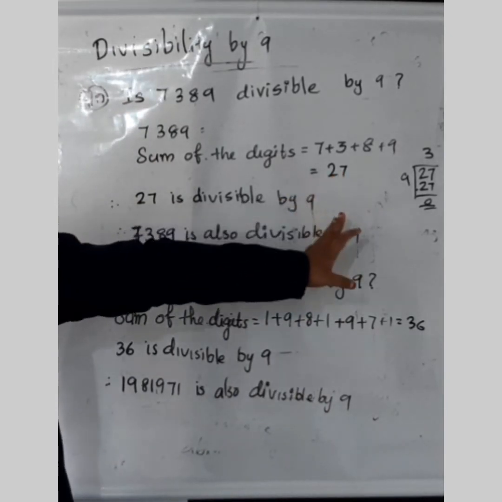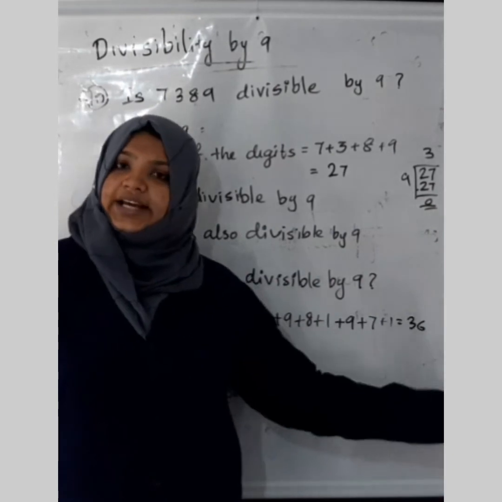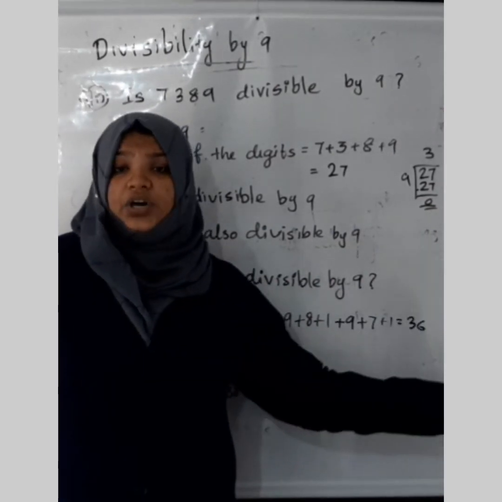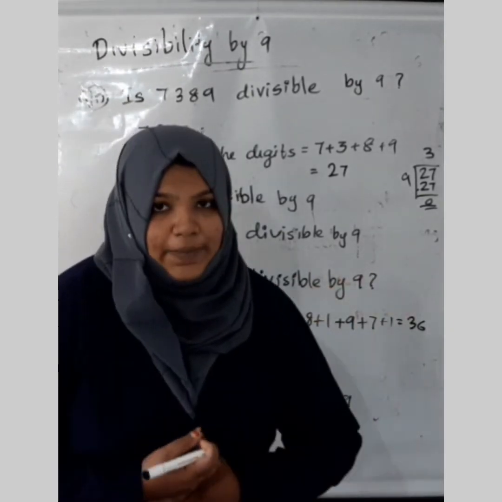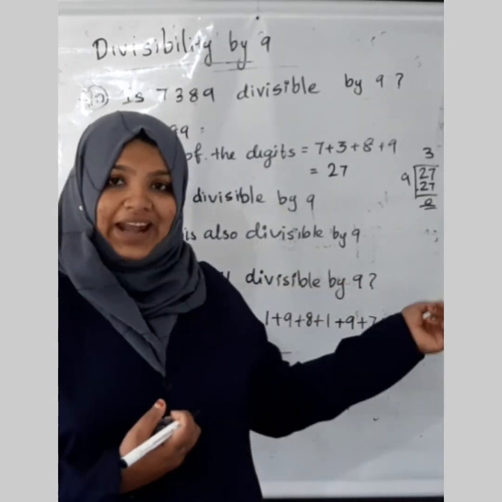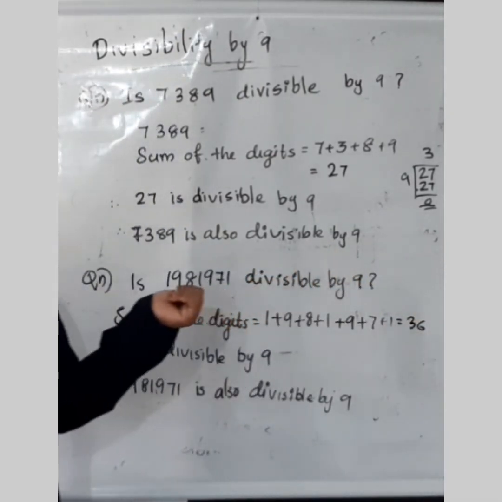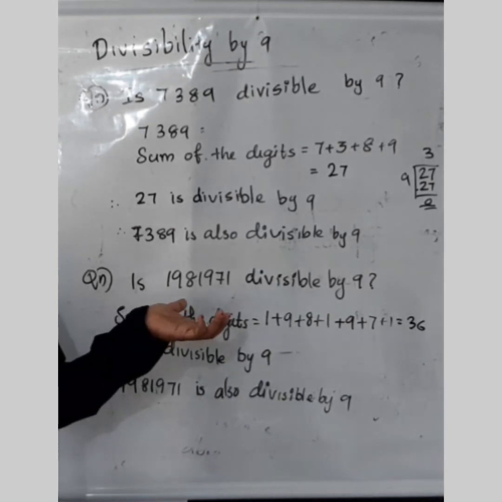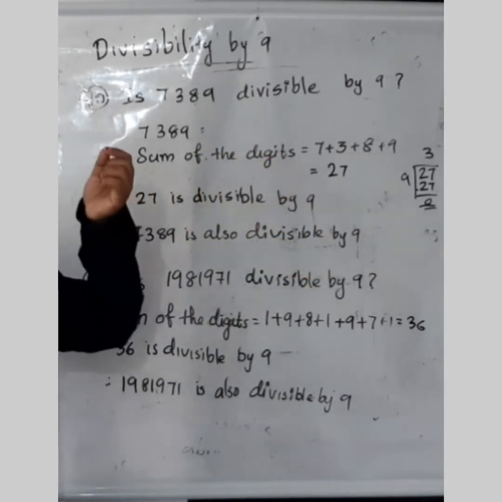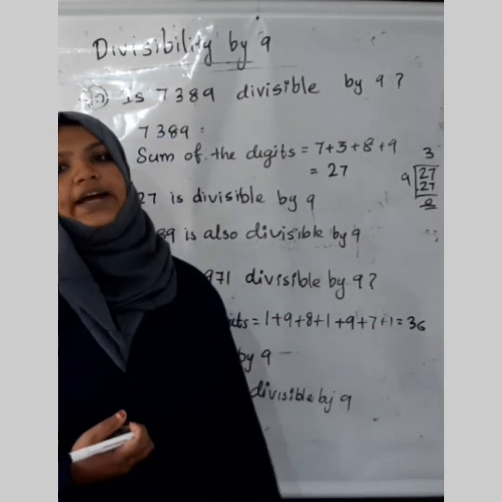Here we got the sum of the digits 27. In case you get a number like 28, 29, 34, 39, how will we write? They are not divisible by 9. So you can write that the sum of the digits is not divisible by 9. Therefore, the given number also will not be divisible by 9.